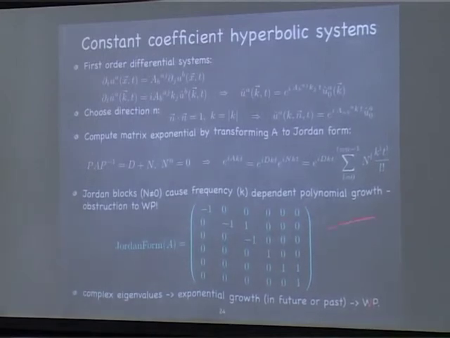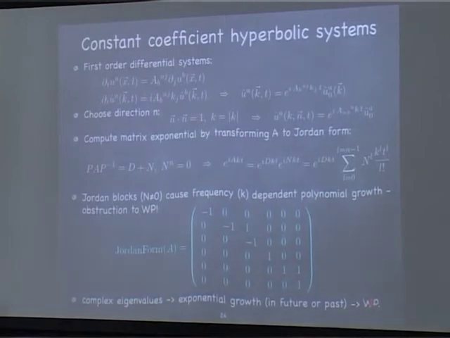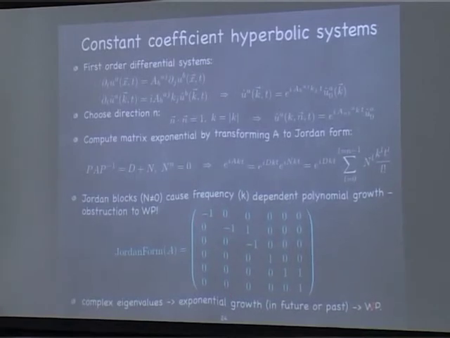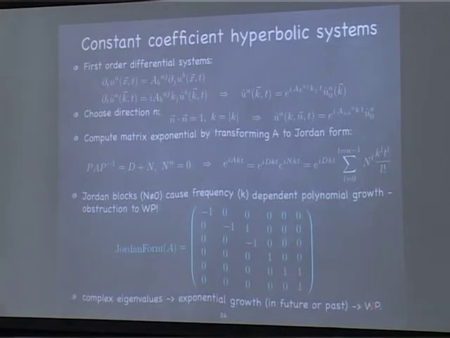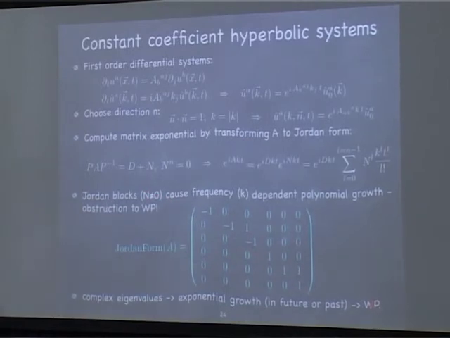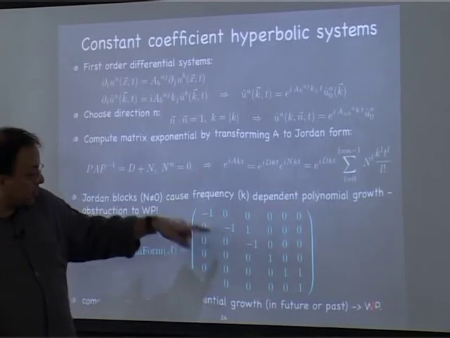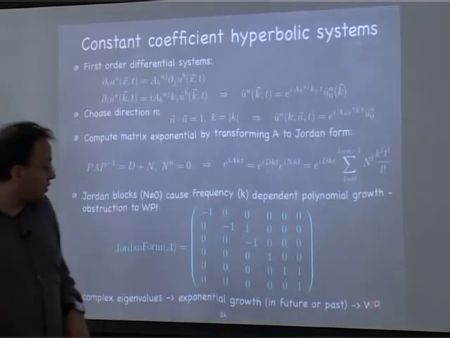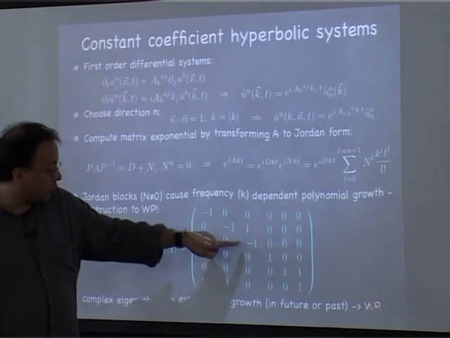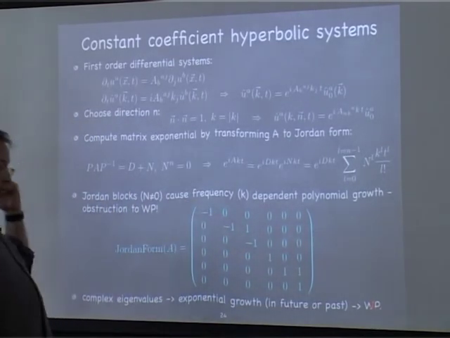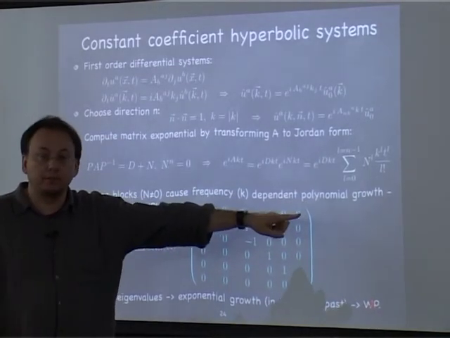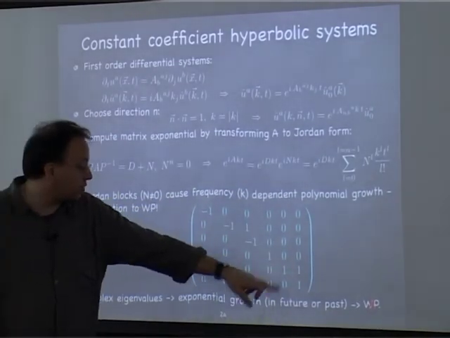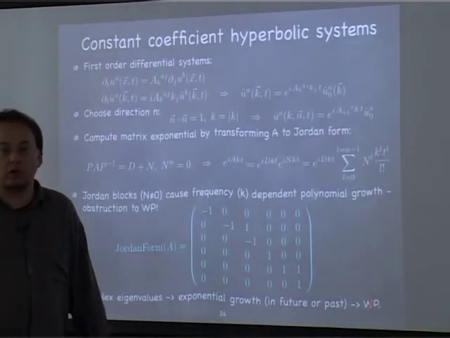For example, here is an equation that is going to appear later. Let's assume we had some system of equations with a 6-dimensional state vector, and we computed the Jordan normal form of this matrix. This is the result. It's not diagonalizable because there are these off-diagonal entries. We see that. The eigenvalues are minus 1s and plus 1s. So there are three modes which propagate to the left at speed 1, and three modes which propagate to the right at speed 1. But there are off-diagonal terms which ruin the nice properties and cause this frequency-dependent growth.